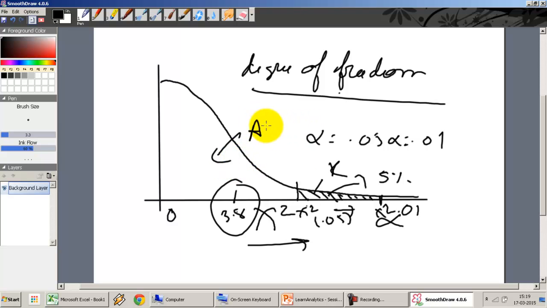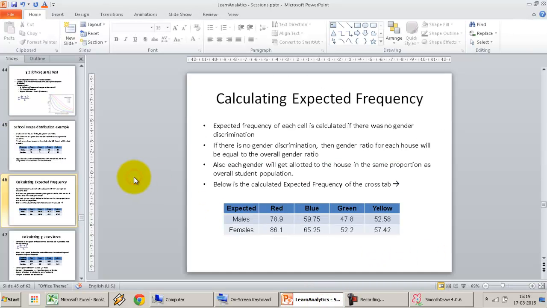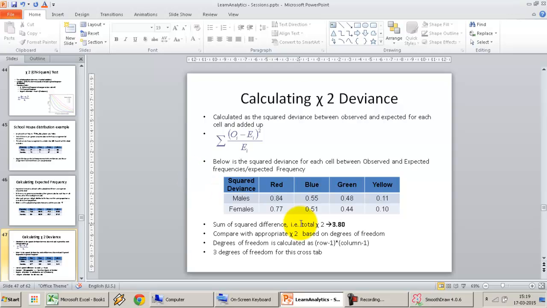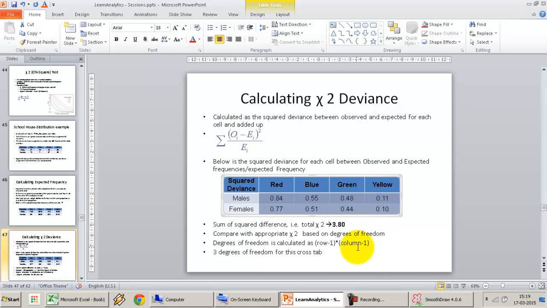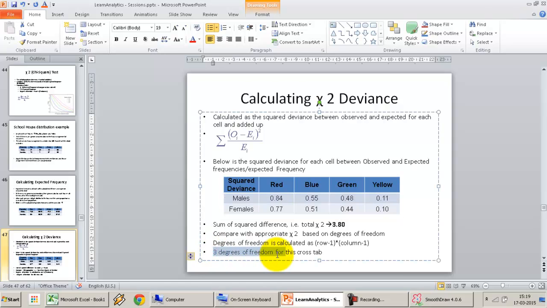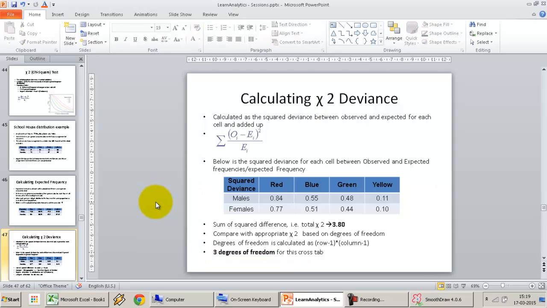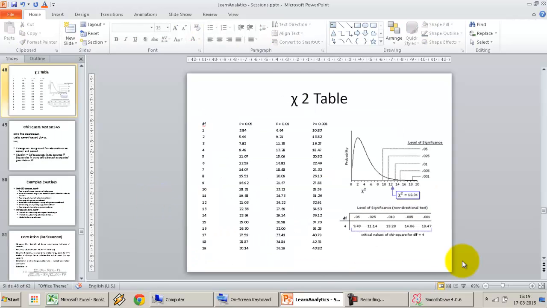Looking at this particular problem, I first need to figure out the appropriate degrees of freedom. The degrees of freedom is calculated based on the crosstab. It is row minus 1 into column minus 1. That gives us the total degrees of freedom. I have two rows in this data set, so 2 minus 1 gives me 1. Columns: I've got 1, 2, 3, 4, so 4 minus 1 gives me 3. So essentially 3 into 1, I have 3 degrees of freedom in this crosstab. So I need to look at the chi-square table for 3 degrees of freedom. Over here we have an approximate chi-square table.